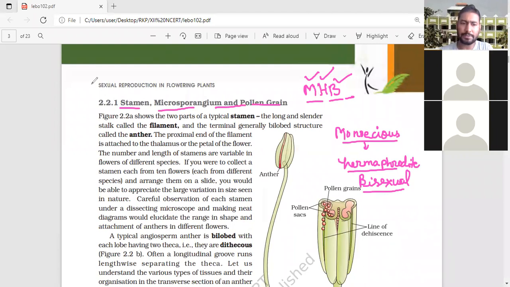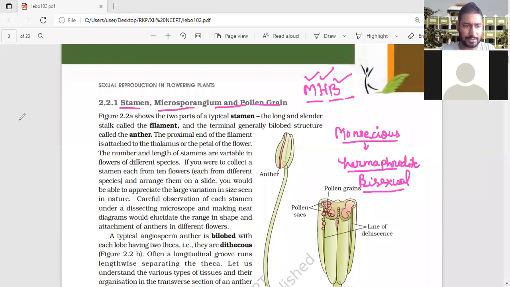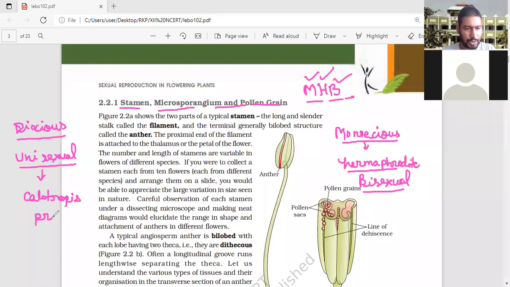Okay. Another one that I'm writing here, just look at dioecious. Dioecious means sexes separated. Sexes separated means it will be the unisexual. Clear? It will be the unisexual means the male flower separate, female flower separate. Such condition is found in the Calotropis. Calotropis procera.